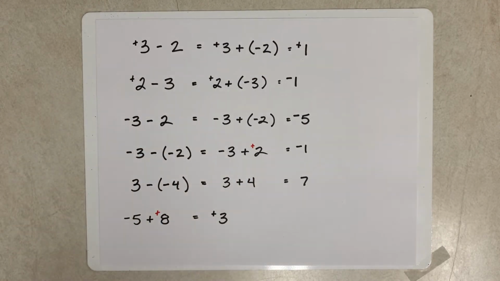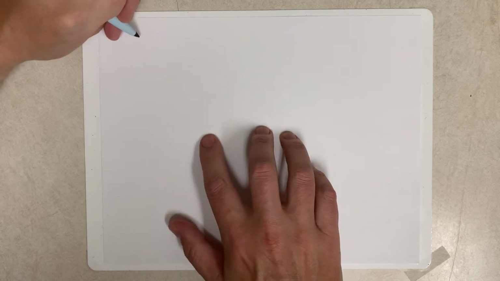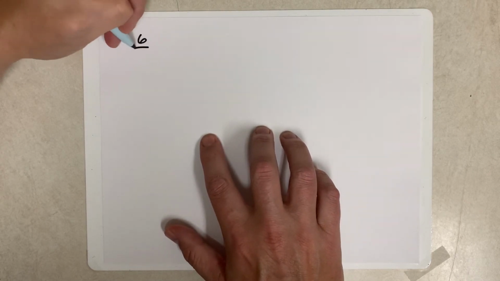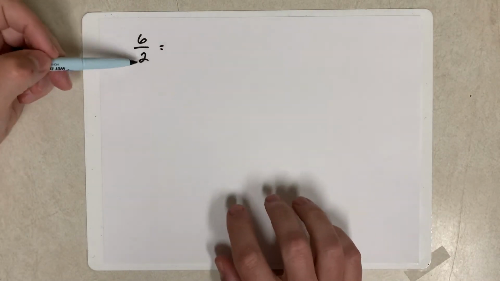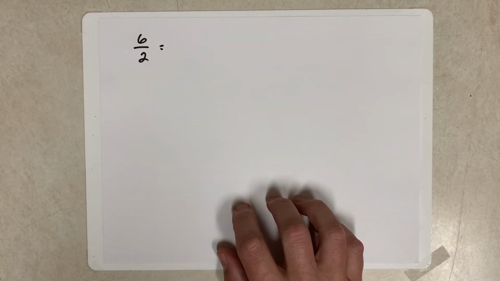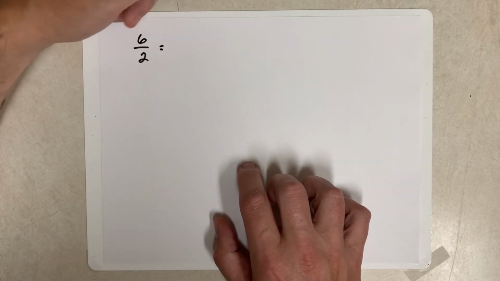All right. So we got addition and subtraction. Let's talk about multiplication and division a little bit. So let's take a couple numbers. Let's take 6 and 2. So if you take 6 divided by 2, how many times does 2 go into 6? Well, it's going to be 3, isn't it? And so we all know that 6 divided by 2 is 3.